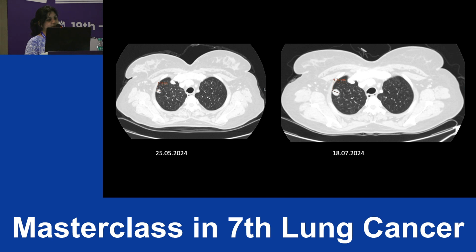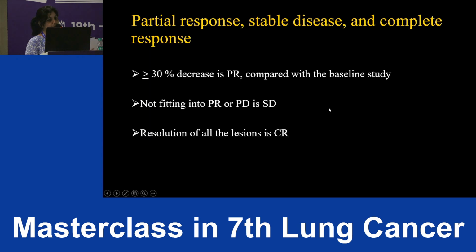This is a simple case. You can see there is a significant more than 20% increase in the right upper lobe lesion, so this qualifies for progressive disease.